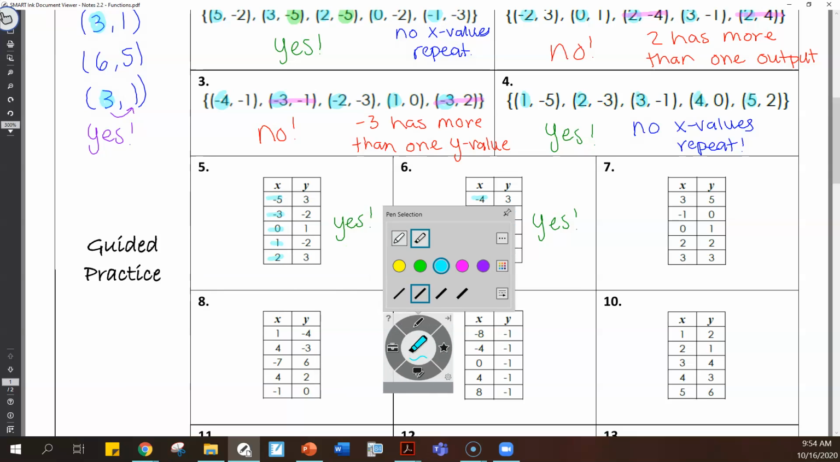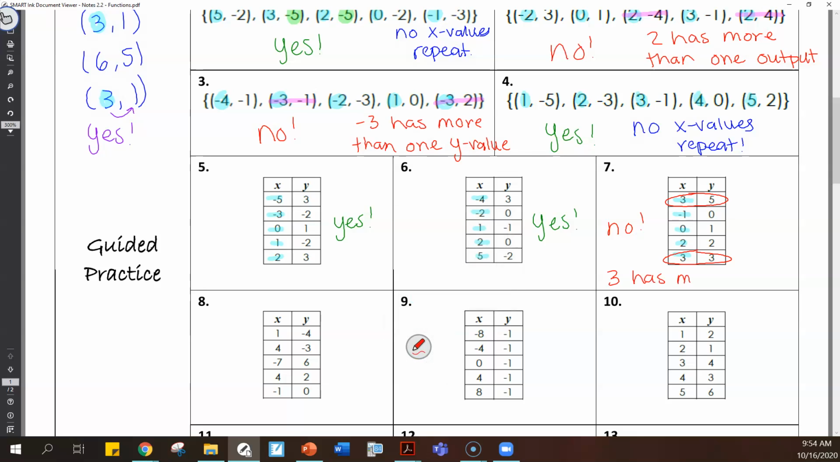Number 7, I've got 3, negative 1, 0, 2, and 3. The problem is I end up with a 3 that has an output of 5, and I have a 3 that has an output of 3. This is not a function because 3 has more than one output. Go ahead and try 8, 9, and 10, and come back and check your answers against mine.